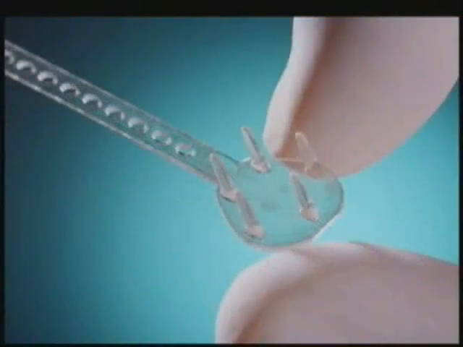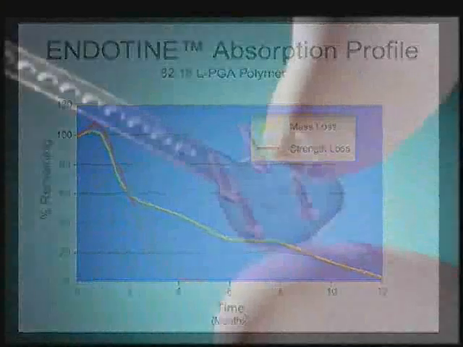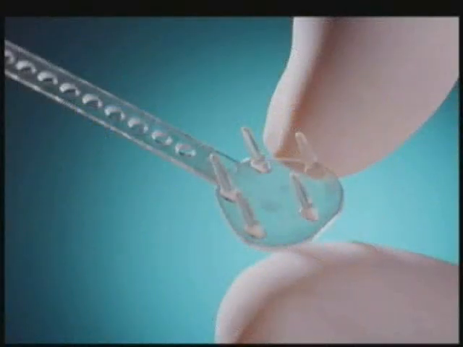The endotine midface is made from a common copolymer composed of lactic and glycolic acid, which has an extensive clinical history. The material maintains strength for approximately 4 months and then gradually absorbs over the ensuing 6 to 8 months. By the time the device dissolves, the facial tissues will have formed a stable biological fixation to maintain suspension.